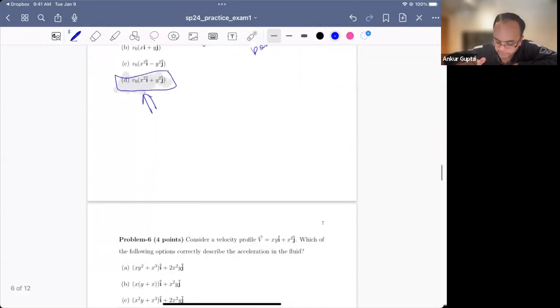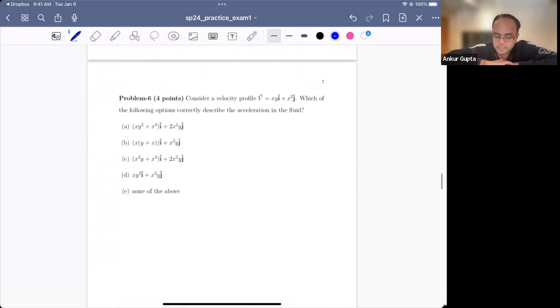Let's keep going on. Okay, so we have another one on velocity profiles. Consider a velocity profile V hat is equal to xy I hat plus x squared j. Which of the following options correctly describe the acceleration in the fluid? So now we get to the local derivative problem. We know that a vector is equal to del u by del t plus v dot del v vector. But this goes away because there is no time dependence in the velocity. So I'll just simply write down the formula that we have discussed.